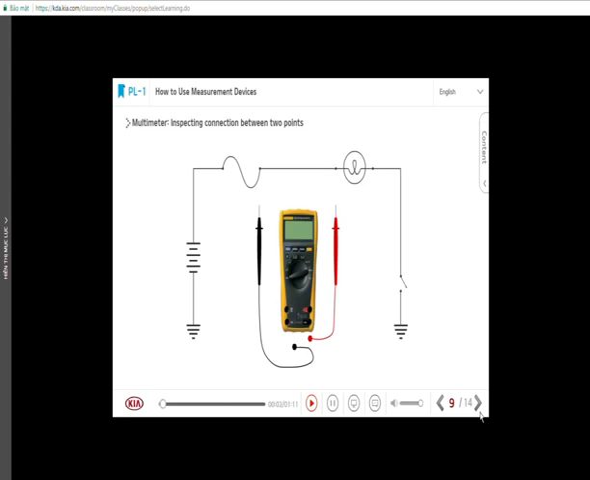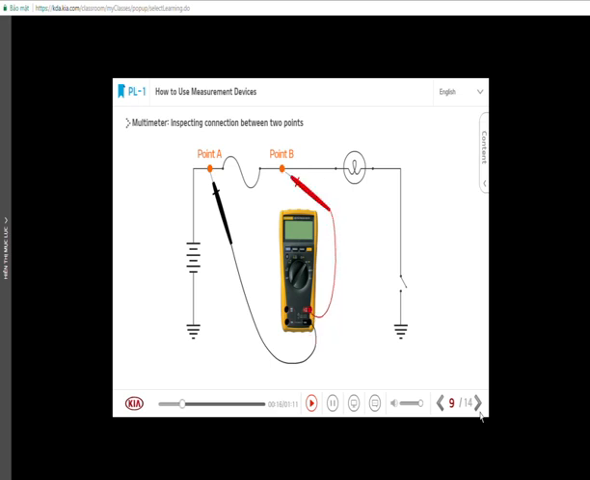We are going to check the connection between A and B points. First, select beeper. Locate the black probe on the A point. Locate the red probe on the B point and check the beep sound.